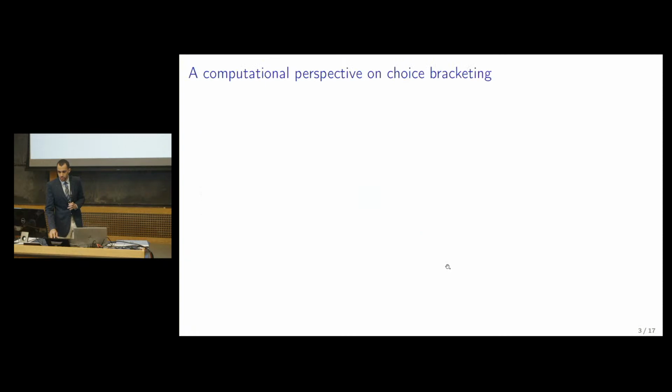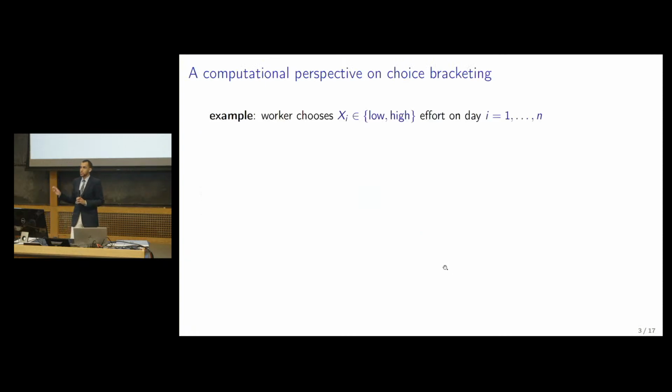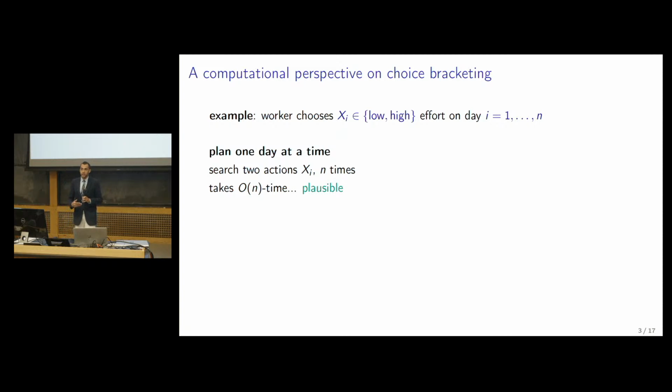So let's try to understand this behavior from a computational perspective. Just to make it a bit concrete, let's think about a worker that on each given day i is choosing whether to put in high effort or low effort. So the effort decision is given by x_i. There are n days in total. One kind of behavior that the worker can engage in is to plan one day at a time, like the previous paper suggested. And an algorithm that you could use to plan one day at a time is to simply search over the 2 actions, high effort or low effort, and do this every day. So do this n times. This algorithm will take an amount of time to make a choice which is growing linearly in the number of days. And we're going to think about linear time algorithms as being plausible descriptions of the worker's behavior.